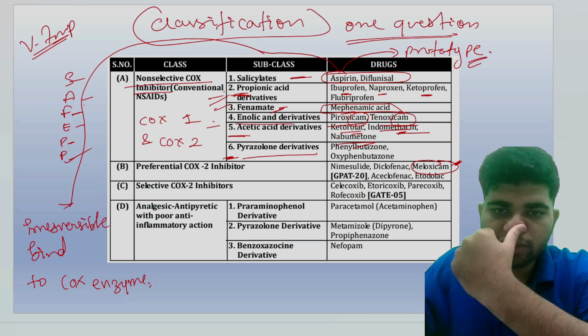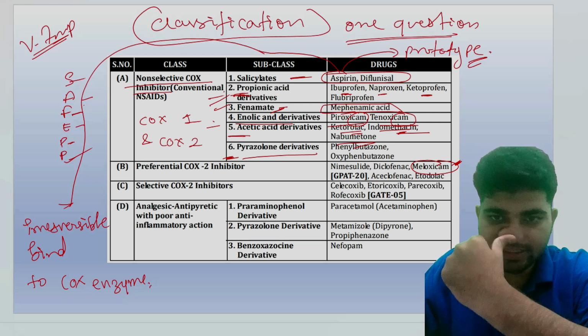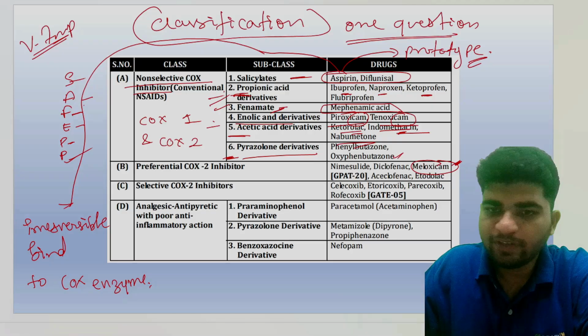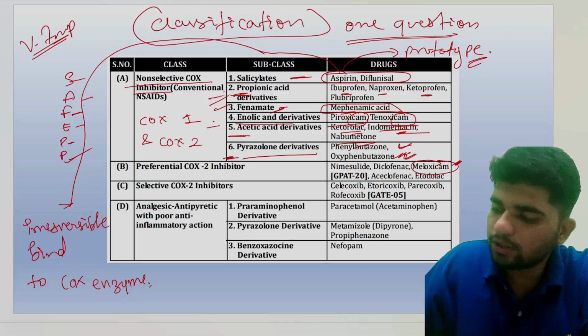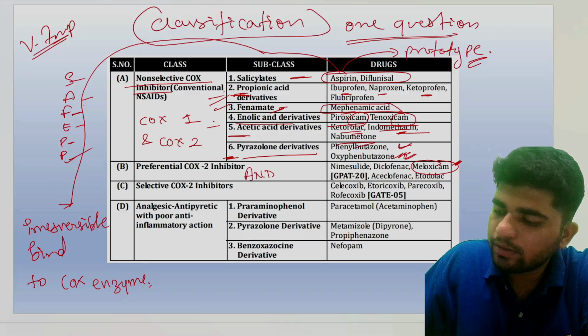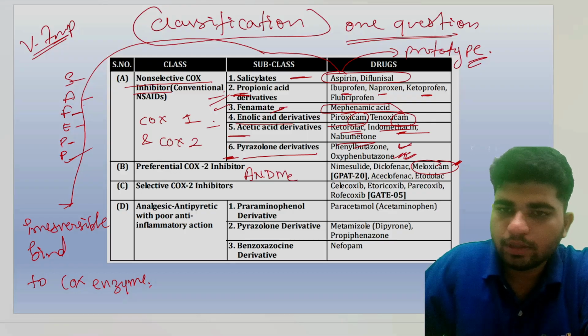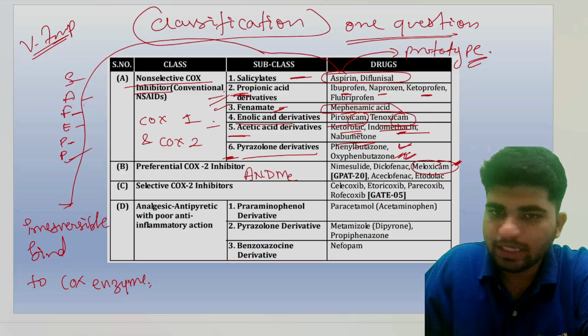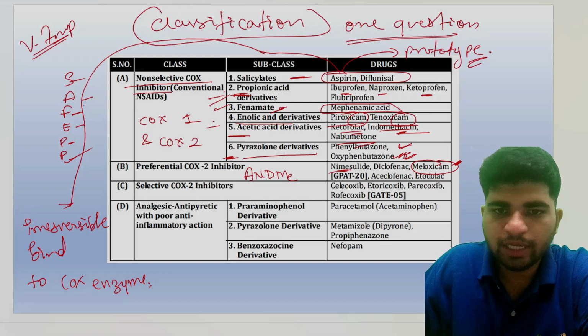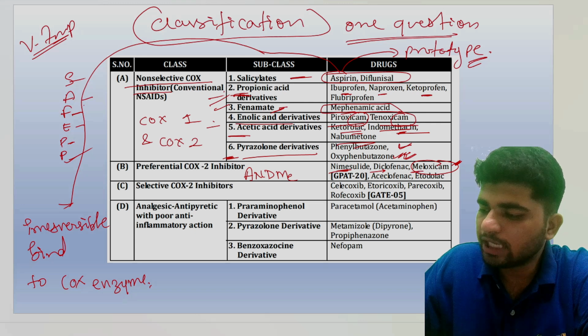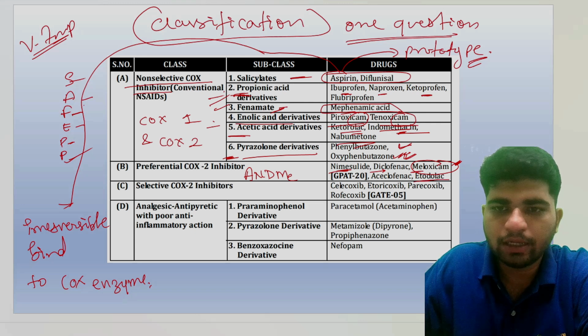All right. Pyrazolone derivatives, that is phenylbutazone and oxyphenbutazone. All right. Preferential COX-2 inhibitors can be learned through AND ME. That is A for aceclofenac, N for nimesulide, D for diclofenac, M for meloxicam, and E for etodolac.